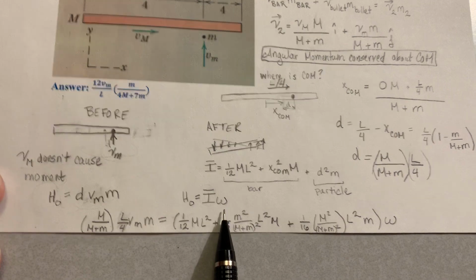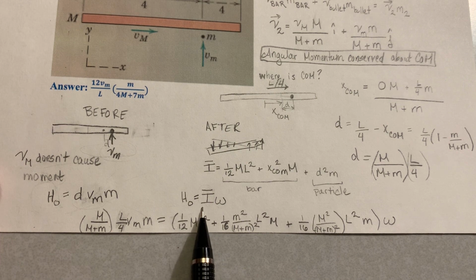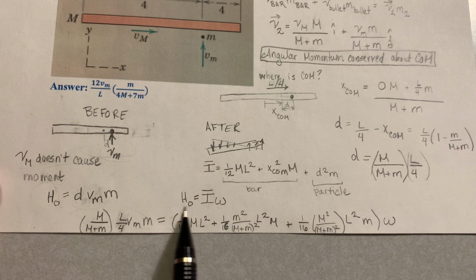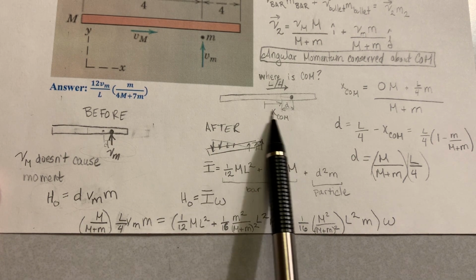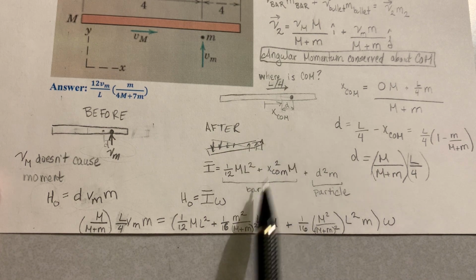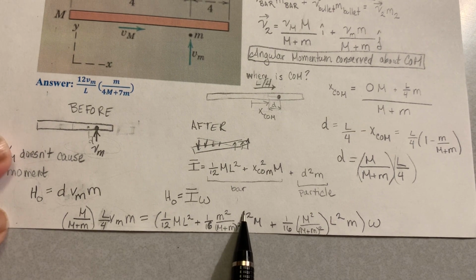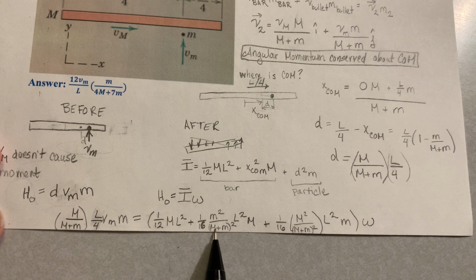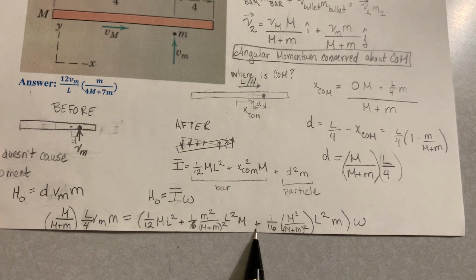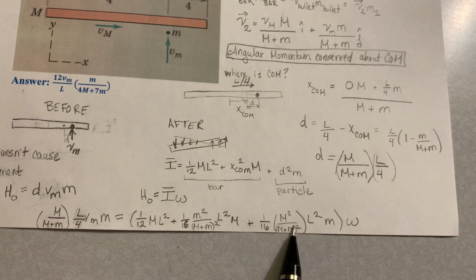So now we start substituting this stuff in, substituting d in here. And then we calculate this I bar by saying, okay, a regular bar about its center of mass is 1/12 M L squared. And now we have to add this distance here because of the parallel axis theorem. So we're going to have x of the center of mass, and we're squaring it, so this 1/4 becomes 1/16, and this m over M plus m becomes m squared over big M plus little m squared, and then we've got our L squared and our M. And then the same thing over here, we're just going to have the particle distance squared times m.